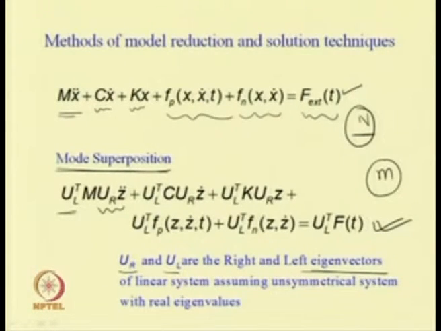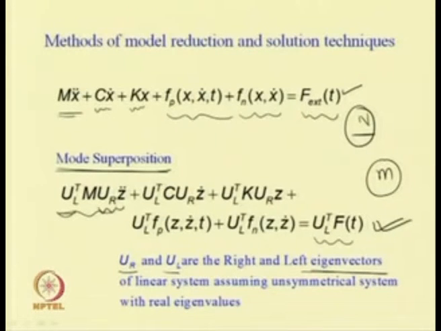By pre-multiplying this equation, we have u l transpose m u r z double dot plus u l transpose c u r z dot plus u l transpose k u r z plus u l transpose f p z z dot t plus u l transpose f n z z dot equal to u l transpose f(t). Here one can note that when the matrix is symmetric, u r will be equal to u l, and if it is unsymmetric, we will have left and right eigenvectors.